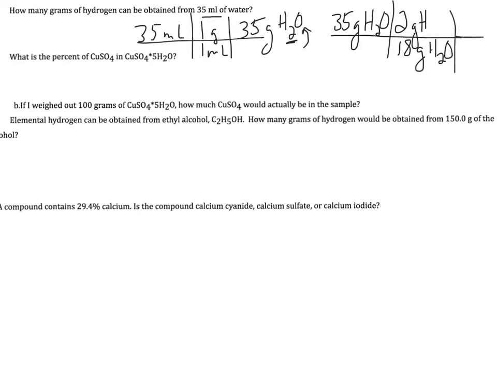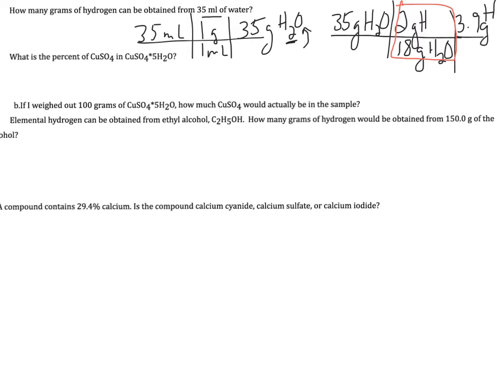And so what we'll do is we'll take 35, we'll multiply it by 2, and then we're going to divide it by 18. And what we will end up with for an answer is 3.9 grams of hydrogen. And again, this is based off of the law of definite proportions or constant composition, the fact that whenever we're dealing with water, it will always be 2 grams of hydrogen for every 18 grams of water. What is the next question?